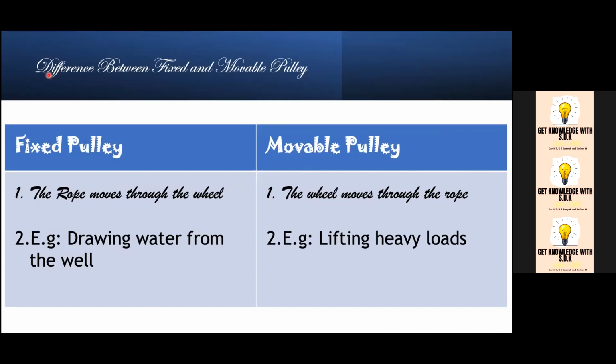Difference between the fixed and the movable pulley. In the fixed pulley, the rope moves through the wheel. But in the movable pulley, the wheel moves through the rope. An example for fixed pulley is drawing water from the well, and for movable pulley is lifting heavy loads.